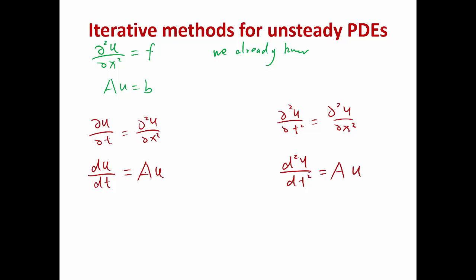Any ideas? If A discretizes the second derivative operator, is the matrix stiff or not? What do we mean by a matrix being stiff? It has some very large eigenvalues and some very small eigenvalues.